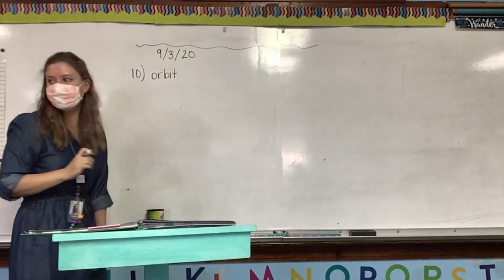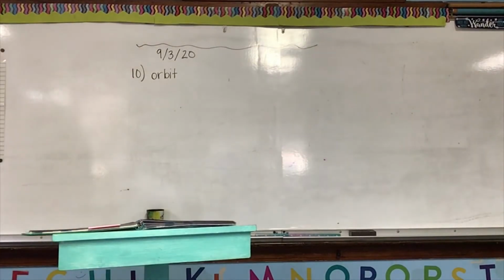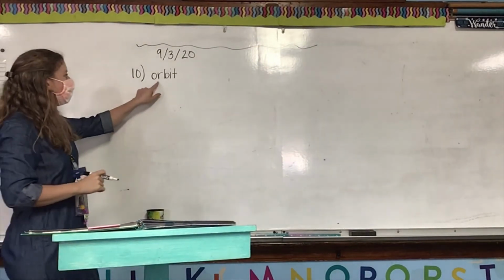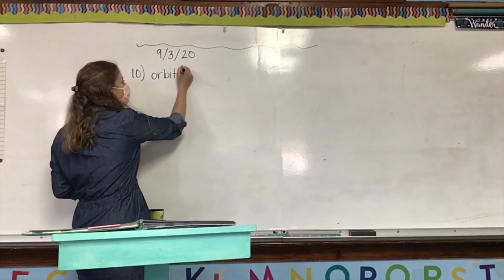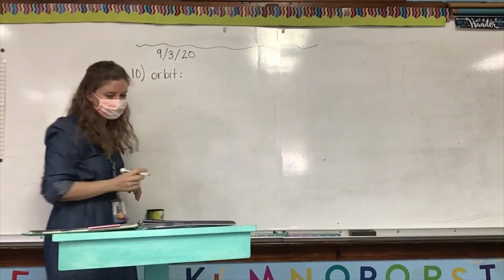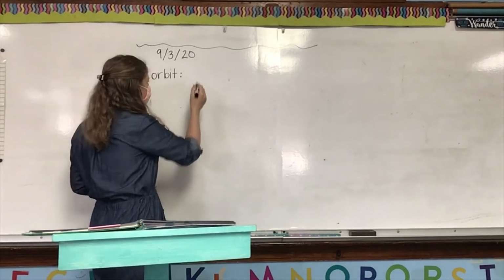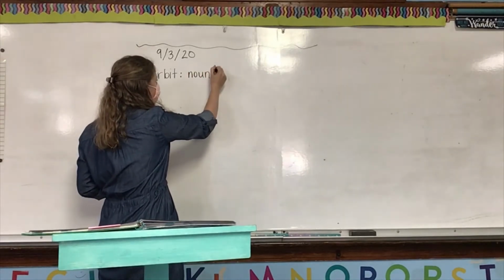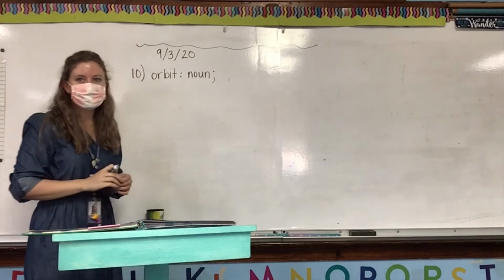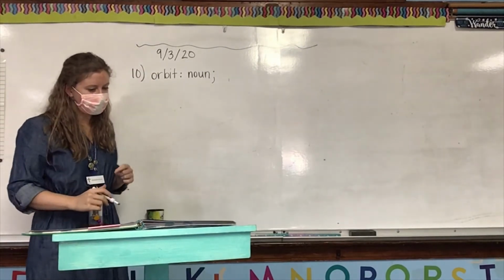Orbit. Orbit. O-R-B-I-T. Orbit is a noun. It can also be used as a verb, but in the story we're reading today, it's going to be used as a noun.